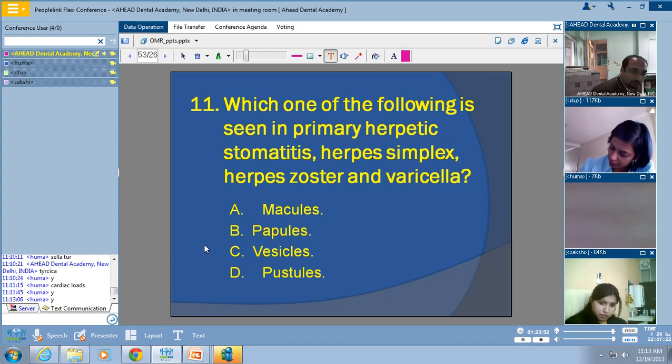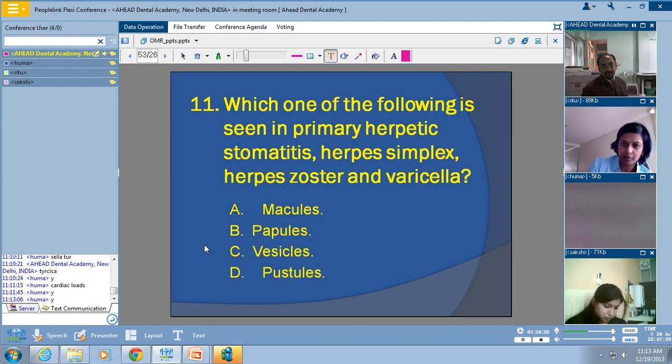A papule is a raised swelling of around 1 cm in length. Raised, okay? Vesicles, well, fluid-filled areas are called vesicles, and pustules are pus-filled areas. So, of these four choices, which one is seen in primary herpetic, herpangina, herpes zoster, varicella, in all these conditions?